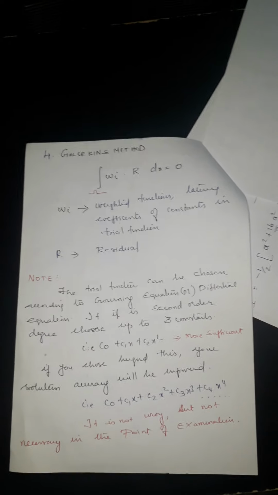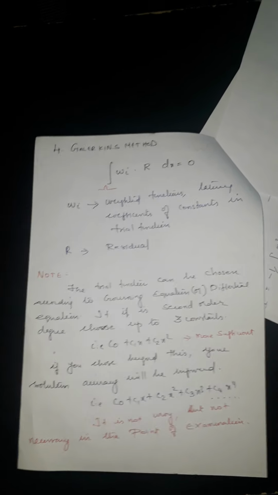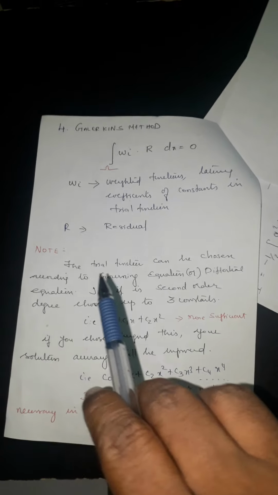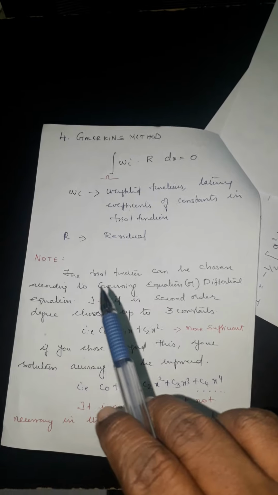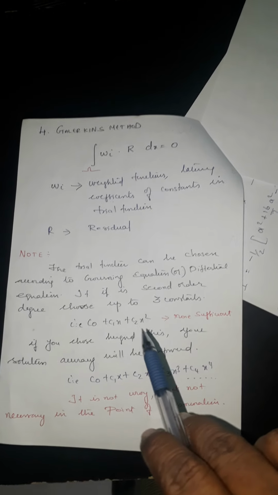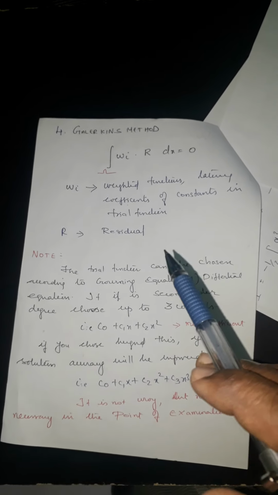And even in the polynomial, you remember that for one dimension you have to choose a polynomial equation with C0, C1, and if it is two dimensional, another polynomial equation should be chosen. So the trial functions can be chosen according to the governing equation. If it is a second order equation, you choose up to 3 constants. If it is a third order equation, 4 constants. Then you can find out A0, A1, A2 and everything. So you must remember that.